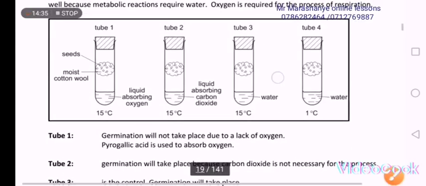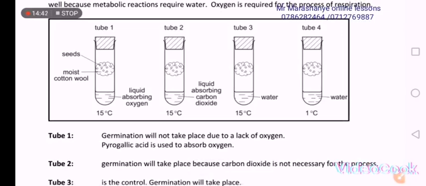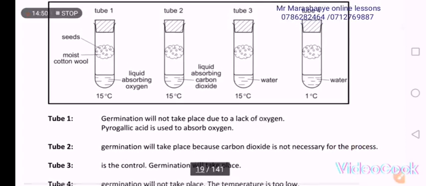Here we were given 4 test tubes. Remember, this is our last lesson on the biology section. Right, test tube number 1 contains seeds, moist cotton wool, and a liquid absorbing oxygen.